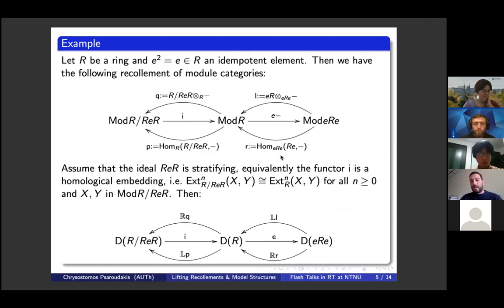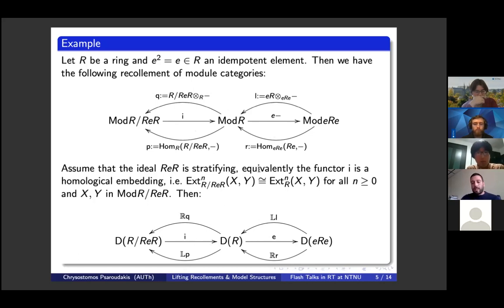So you have again this adjoint triple on the right-hand side. This L or R is fully faithful, and this I is again fully faithful. Of course, the kernel of E are all modules annihilated by E, which is this module category. Whenever the ideal generated by E is stratifying, this precisely means that this functor is homologically epimorphic, and this means that the Ext groups here are the same. Then you can immediately derive this diagram and get this picture on the bottom of the slide.